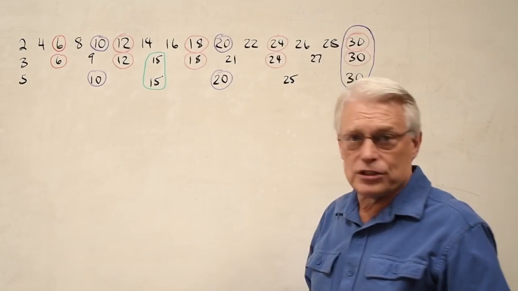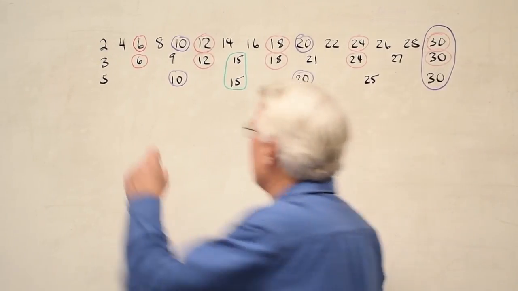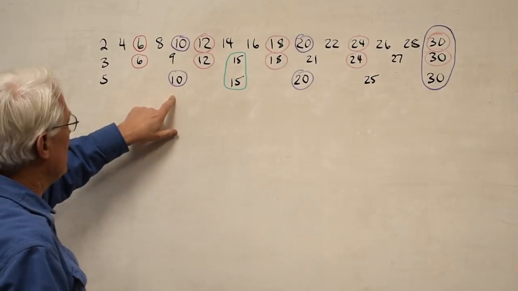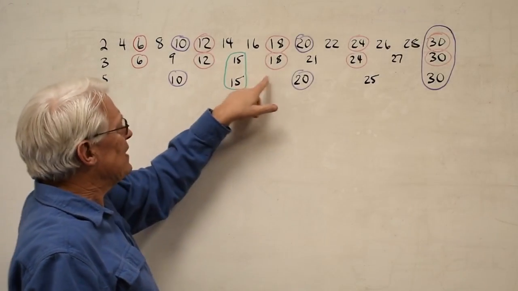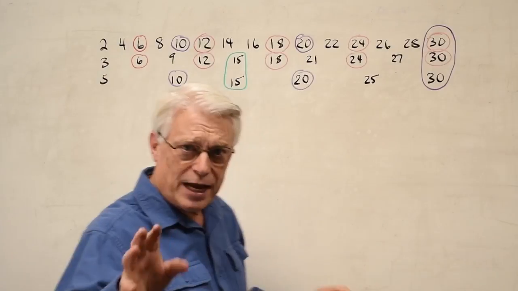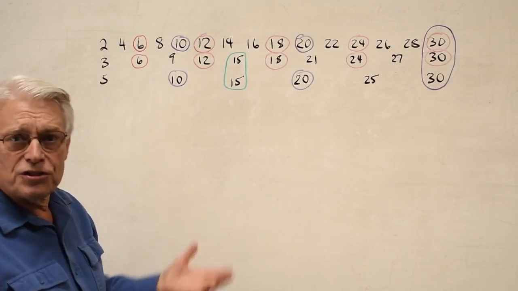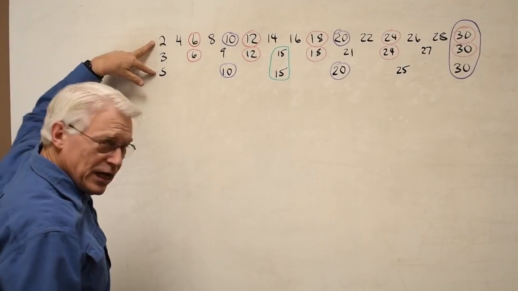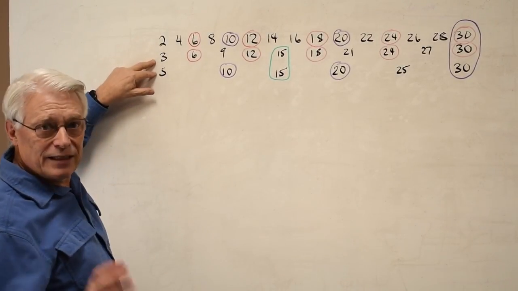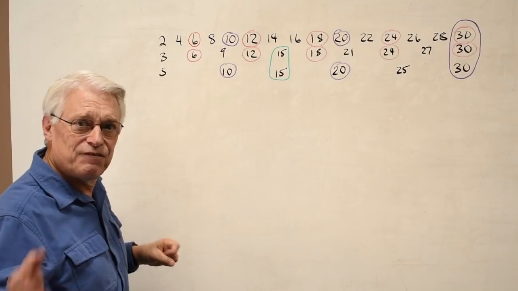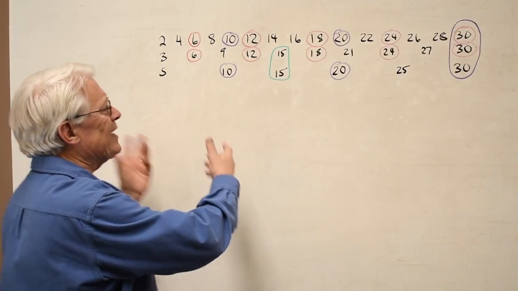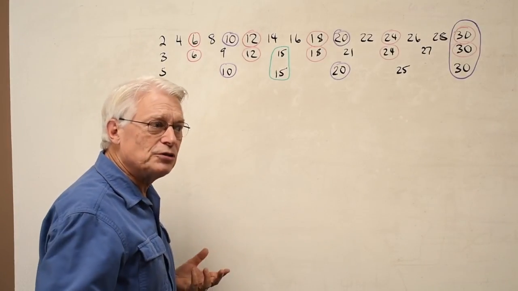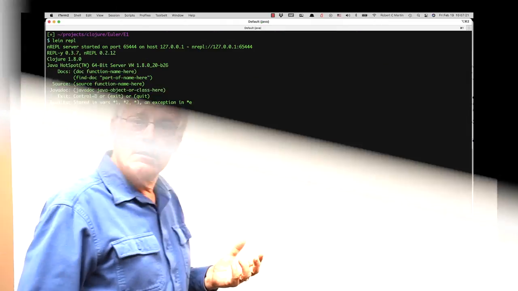Now, what are we going to subtract out? Well, we're going to subtract out 6 and 10 and 12 and 15 and 18 and 20 and 24 and 30. And those are just the multiples of 2 times 3 and 2 times 5 and 3 times 5, right? The multiples of 6, 10, and 15. So if we subtract out all those repeated multiples, it ought to work, right?